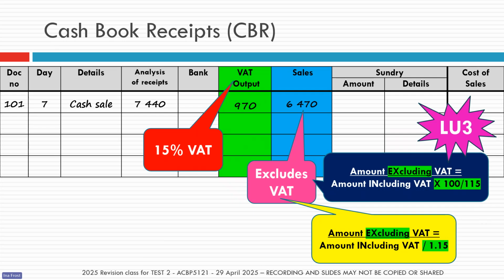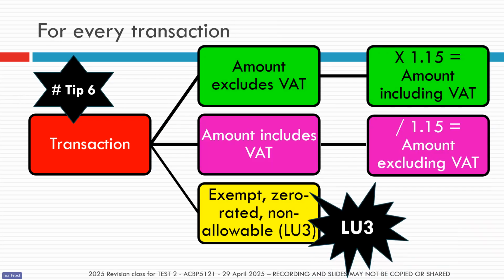In other words, these are your cash sales, because we're working with a cash book receipts. And in your sales column, we are always going to record the cash sales excluding VAT. And again, I've just put it up there for you on the screen: two little formulas that you can use to calculate the amount excluding VAT if we give you the amount including VAT. And again, go to Learning Unit number 3 if you're still not sure how to do your VAT calculations.